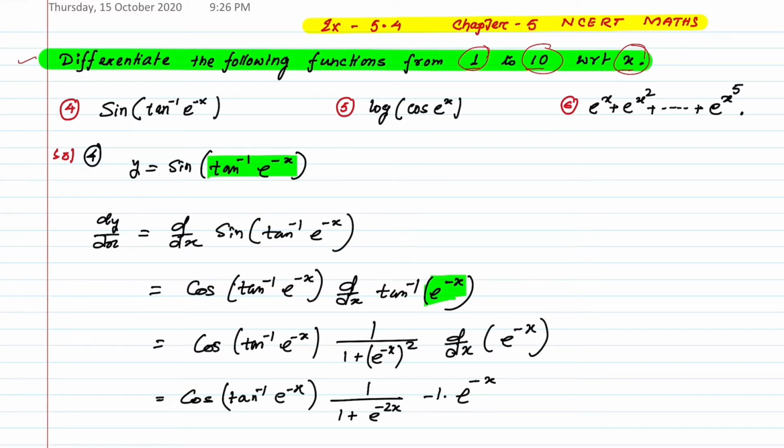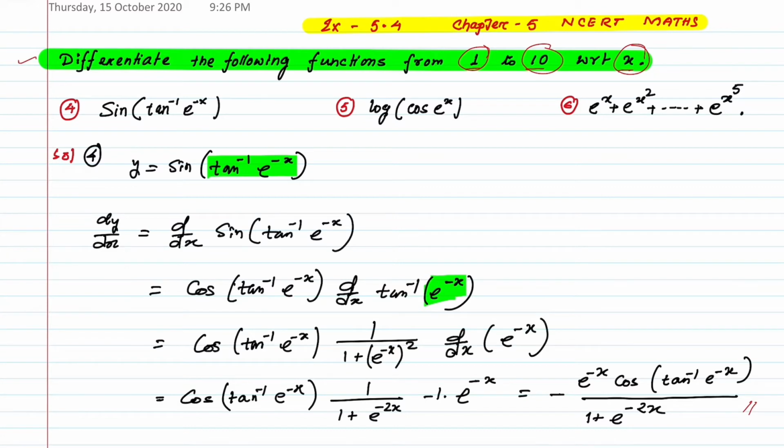So this is the result, which can be written, let me rearrange this, as minus e to the power minus x cos of tan inverse of e to the power minus x divided by e to the power minus 1 plus e to the power minus twice x. So this is our final result. That's how we can solve this question number 4.